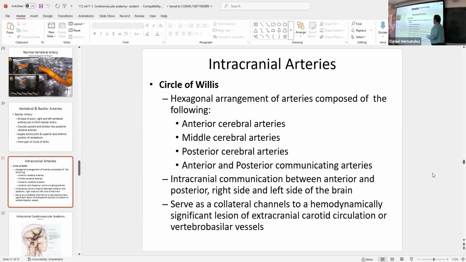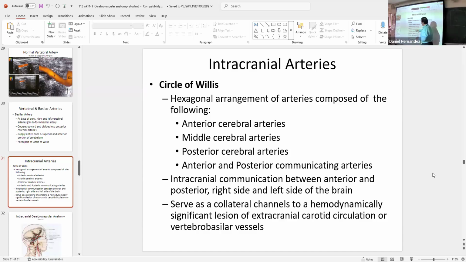And now intracranial, or the circle of Willis. We know this as the hexagonal arrangement of arteries. The circle of Willis is made up of the anterior cerebral arteries, the middle cerebral arteries, and the posterior cerebral arteries. So again, those are our three main players: your anterior cerebral, middle cerebral, and posterior cerebral.